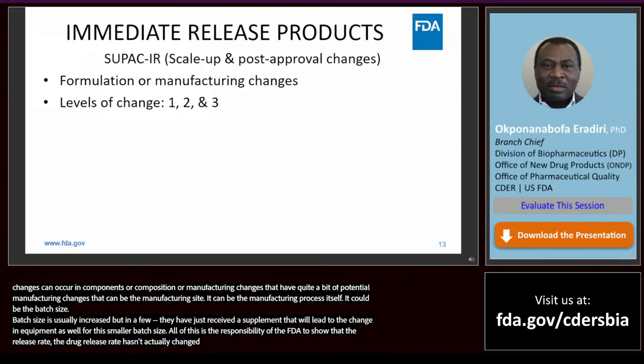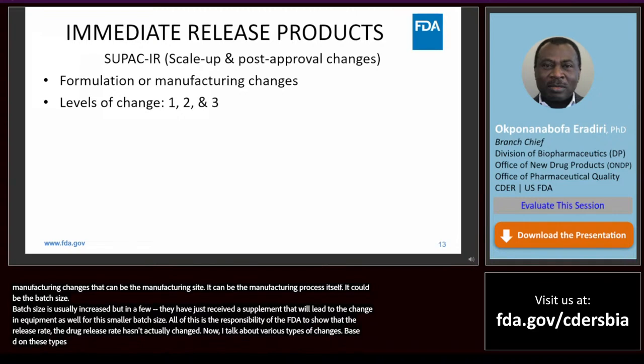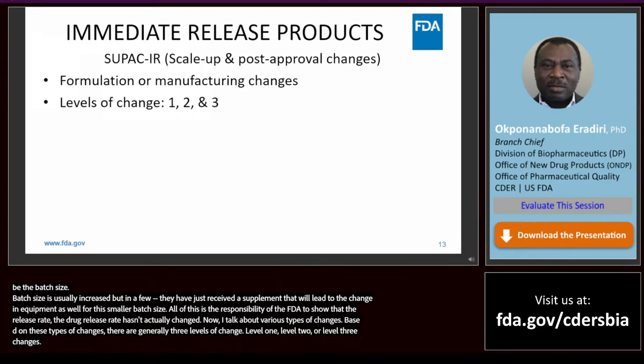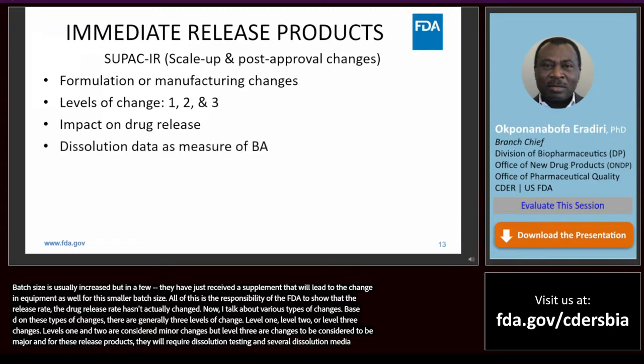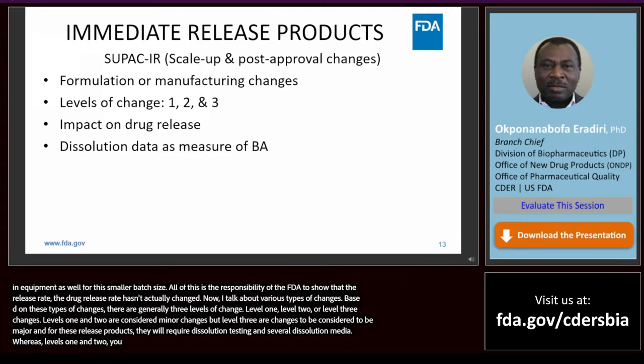Now, I talked about various types of changes. Based on these types of changes, there are generally 3 levels of change: Level 1, Level 2, and Level 3 changes. Levels 1 and 2 are considered minor changes, but Level 3 changes are usually considered to be major. For immediate release products, Level 3 changes usually will require dissolution testing in several dissolution media, whereas for Levels 1 and 2, you may use only the regulatory method to demonstrate that in fact there has been no change.